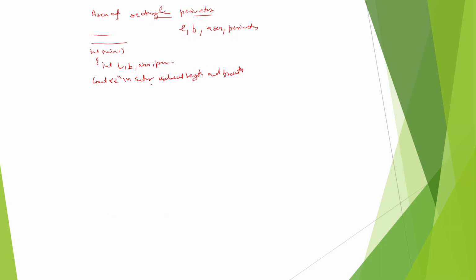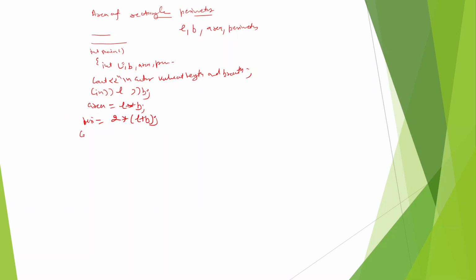If you want to add the runtime value, then use cin, otherwise you can put the direct value here. cin provides L and B for breadth. Then we know the area is length into breadth, and perimeter, peri is equal to 2 into length plus breadth.